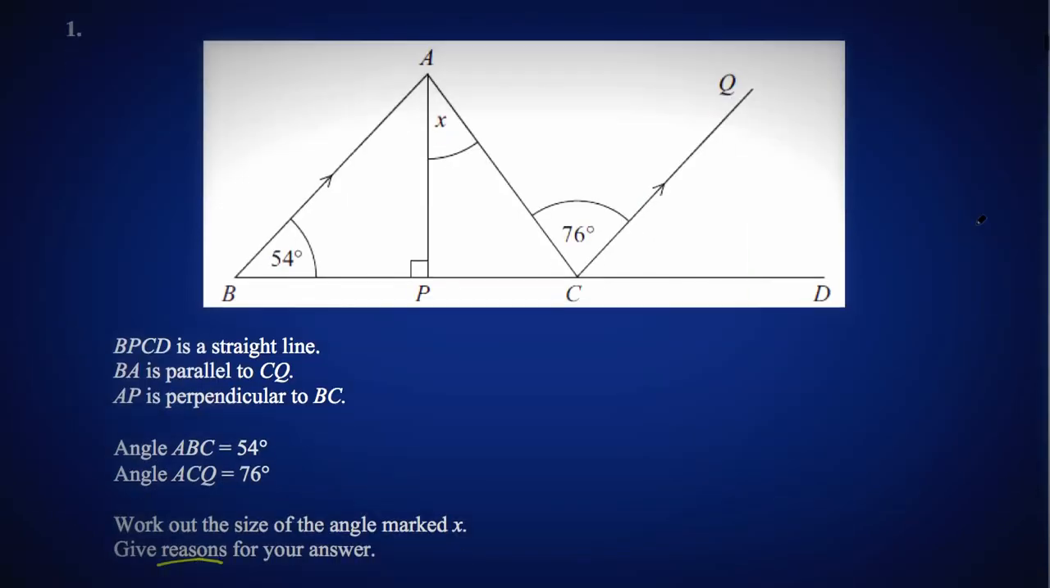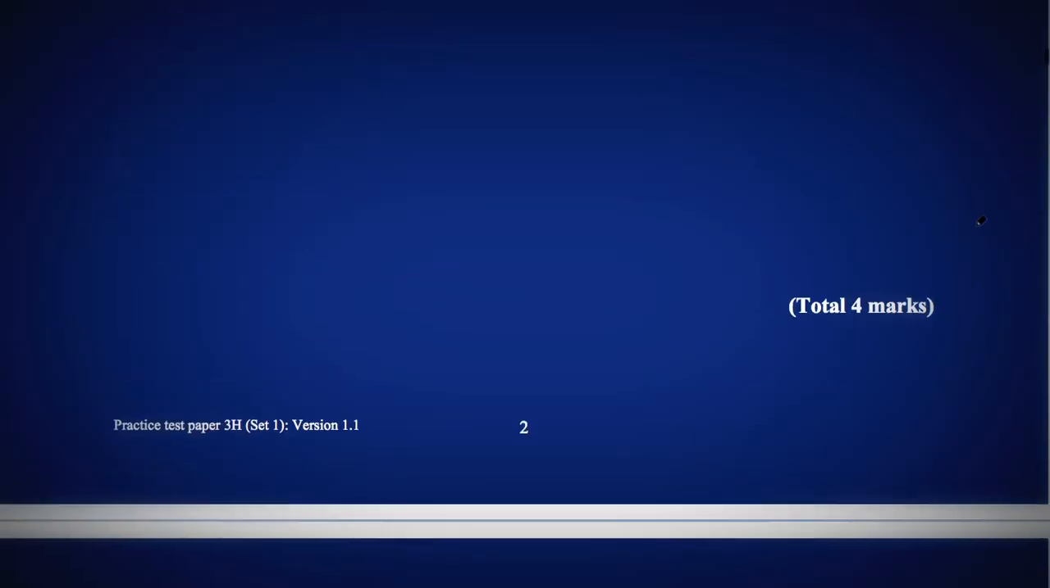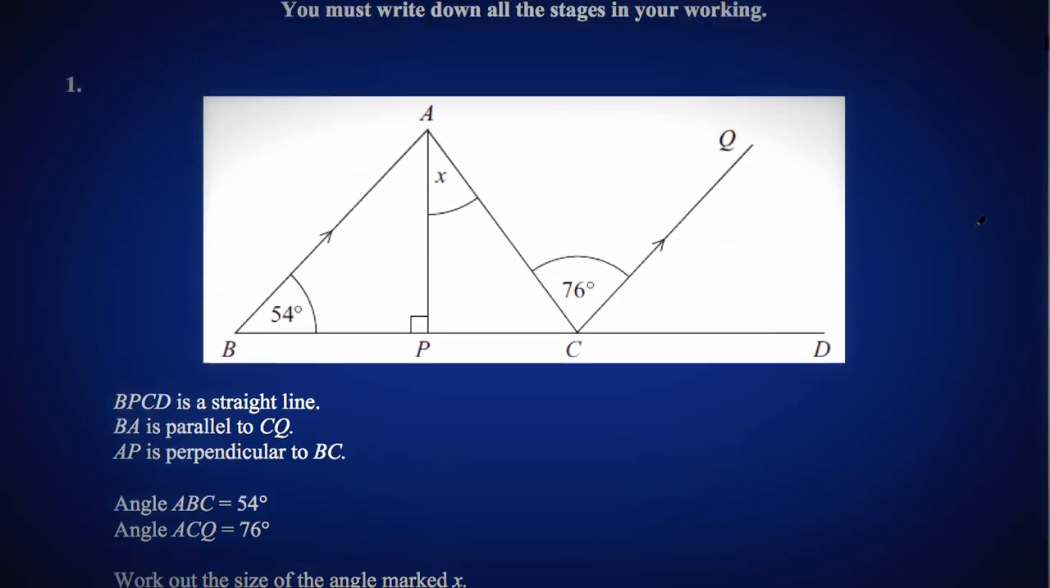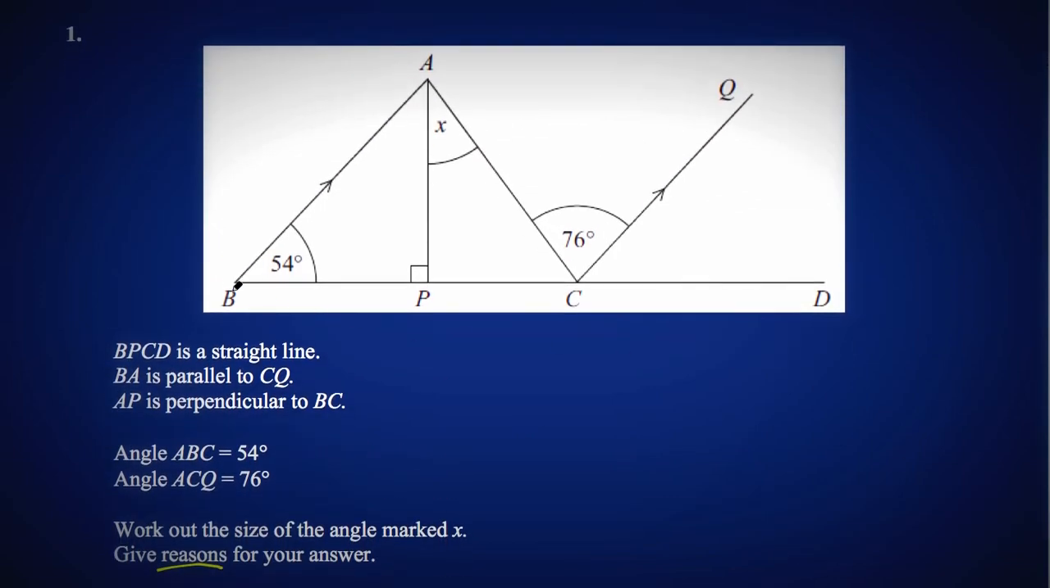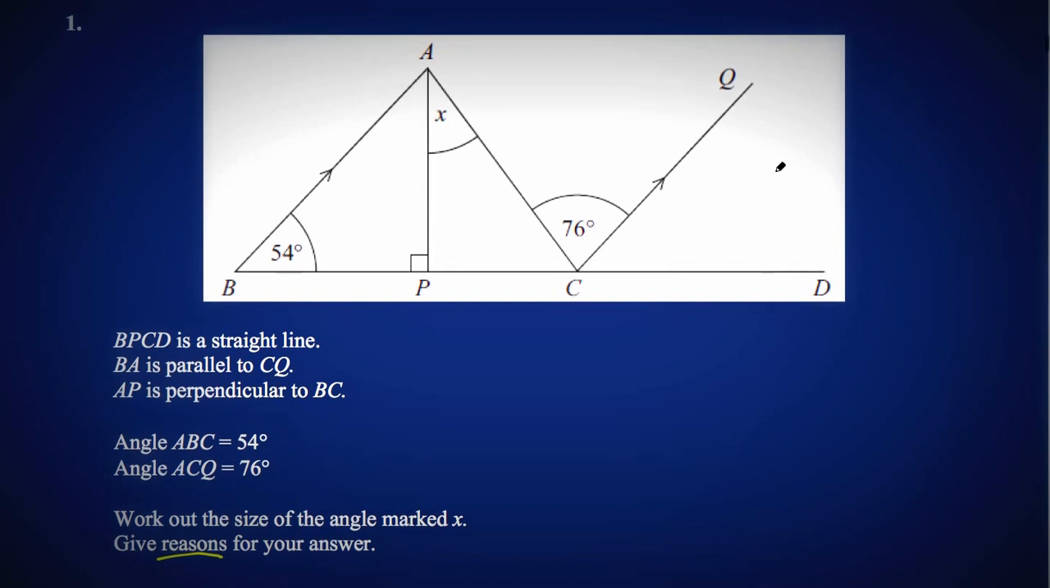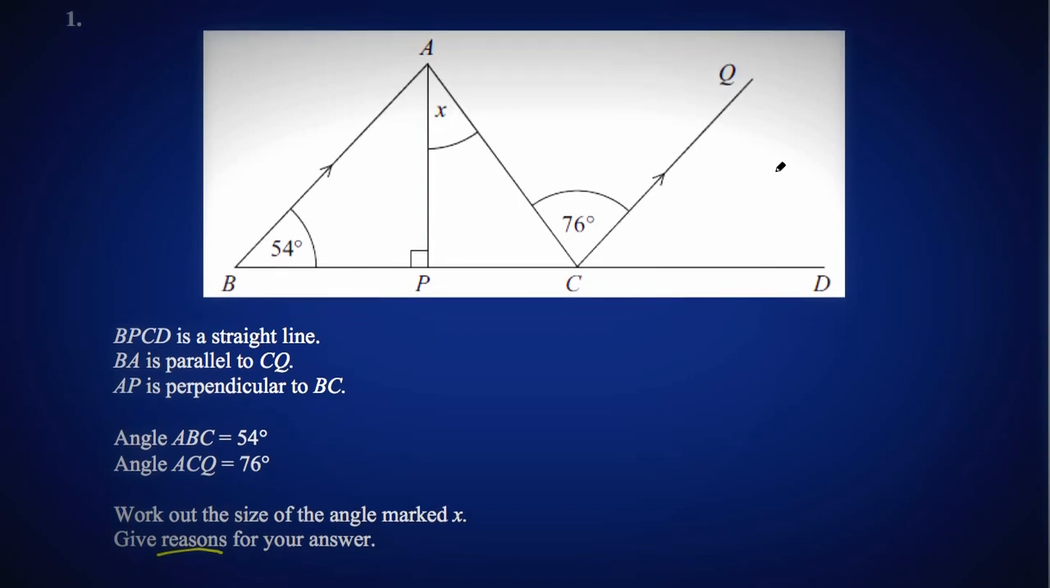So the first question is a parallel lines question which is worth 4 marks. Reading through the information about the question, we've got line BCD, which is a straight line. BA is parallel to CQ as marked with the arrows, and AP is perpendicular to BP as marked with the right angle. Angle ABC is 54 degrees, and angle ACQ is 76 degrees, exactly as it looks on the diagram. The question is to work out the size of angle X and give reasons for the answer. Those reasons will be the way of getting 4 marks for this question.